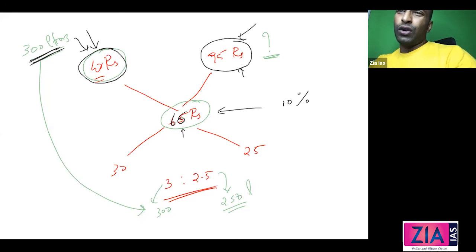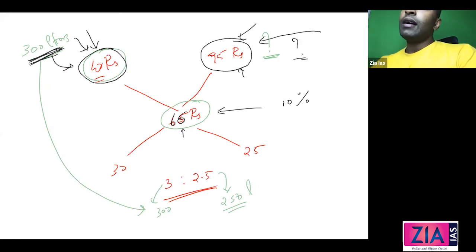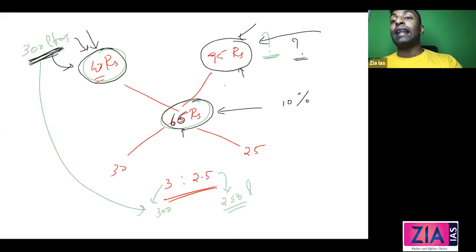You got it? So on one side, I'm saying 300 liters of kerosene, I'm mixing it with petrol. The question is how many liters of petrol is required, and I'm talking about not the cost price but selling it at 66. When I sell it at 66, I should be getting 10% profit. So when you are writing, as I've told you, on one side it will be 40, the other side 95.